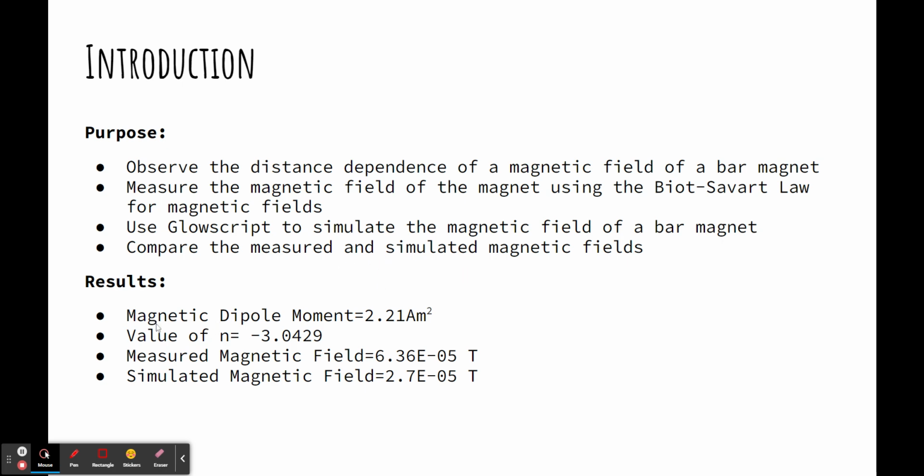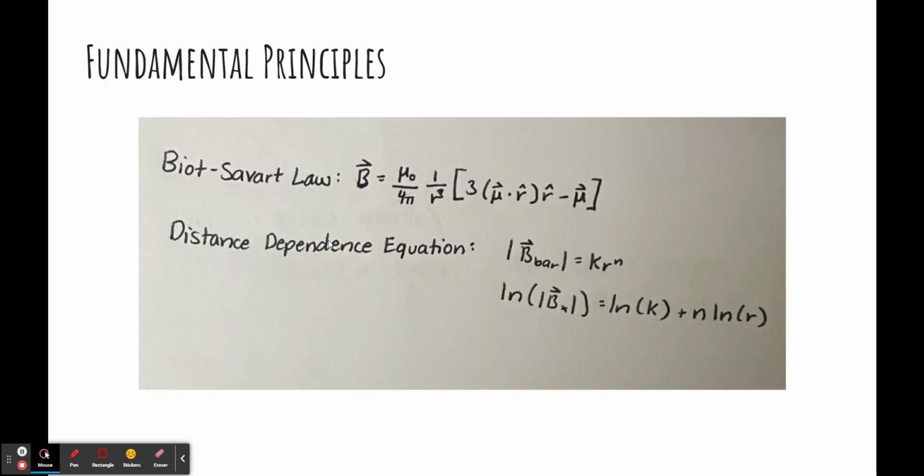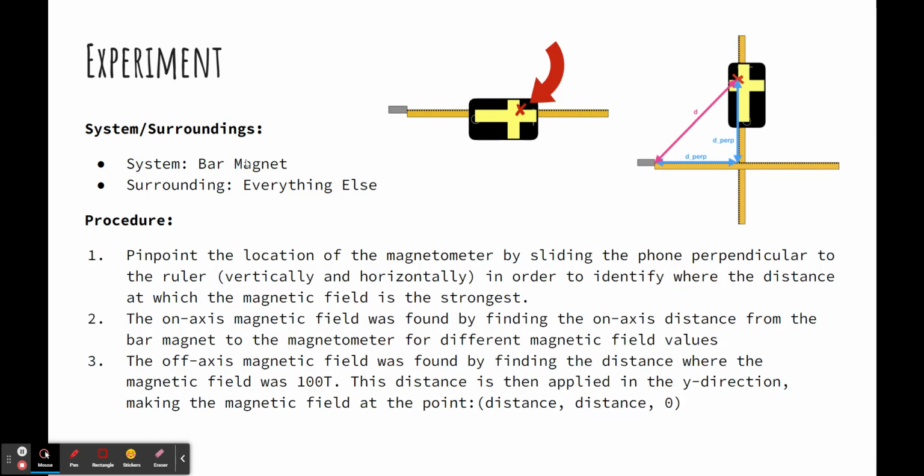magnetic field. So previous results is we have our magnetic dipole moment over here. We have the value of n, the measured magnetic field, and the simulated magnetic field. So some fundamental principles is the Biot-Savart law, which can be seen right here in the distance dependence equation, which is over here, and we're going to use this information to find k and n. So the system is going to be the bar magnet, and the surrounding is going to be everything else.